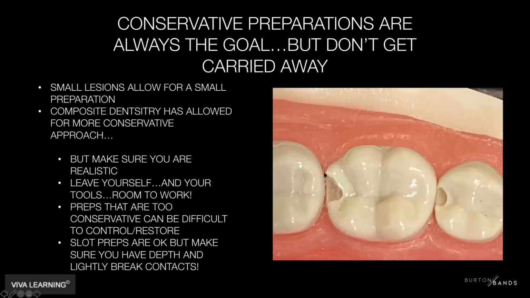And also give your tools room to work, be able to get your matrix bands in here and be able to see what you're doing and use your tools and be able to fit the composite shaping instruments in here and be able to get done what you want to get done. Just so important, the takeaway here is just be realistic. And conservative is great, and it's always the goal, but just make sure that you're being realistic and allowing yourself to get in there and do what you need to do.